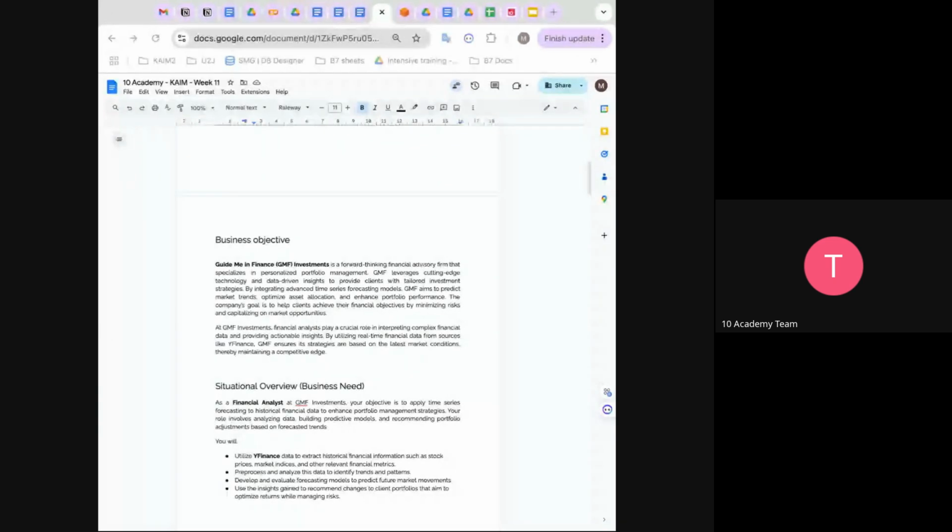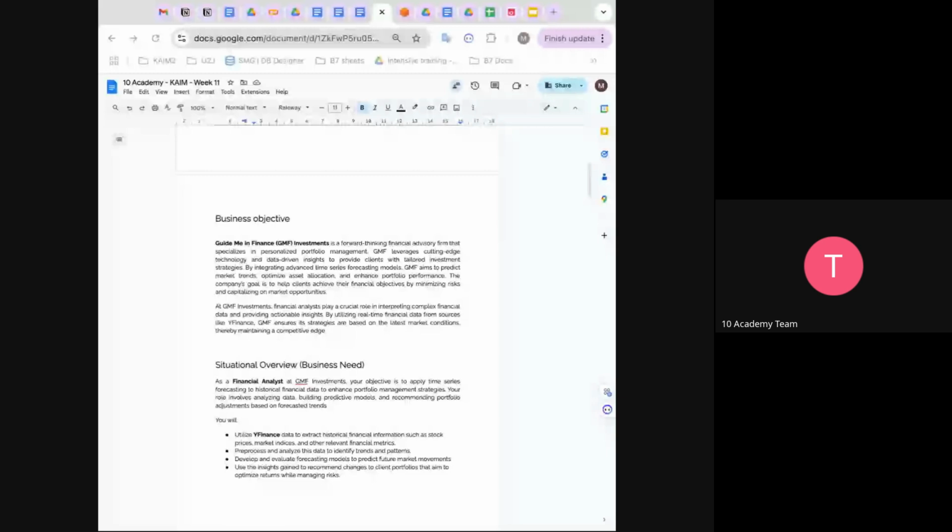So basically, what you are going to do this week is utilize the Y-Finance data, which we have as reliable historical financial data, and you can download those data. Then, pre-processing as usual, you need to develop and evaluate models to forecast future market movement. Then you have to use this insight to recommend changes in the client's portfolio, with the aim to optimize the return while managing the risk.